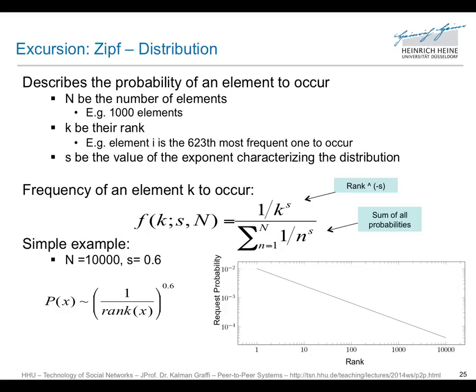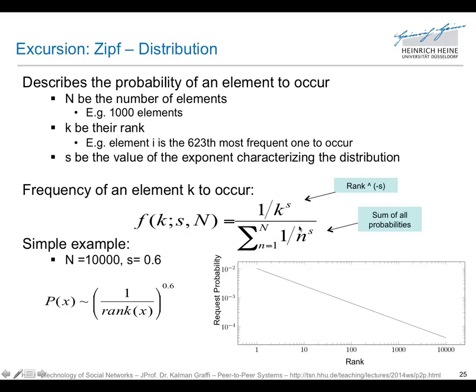And this upper part tells you: just take the rank and take it to the power of this factor S, and it gives you a number. And then you put it in context to all of the other such calculated values for all of the other ranks.